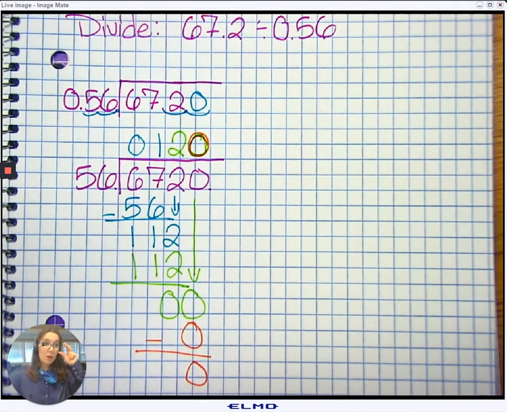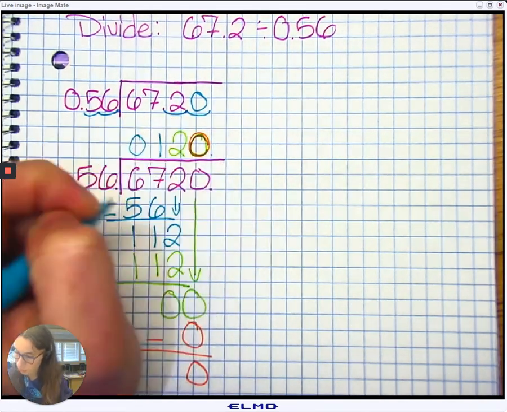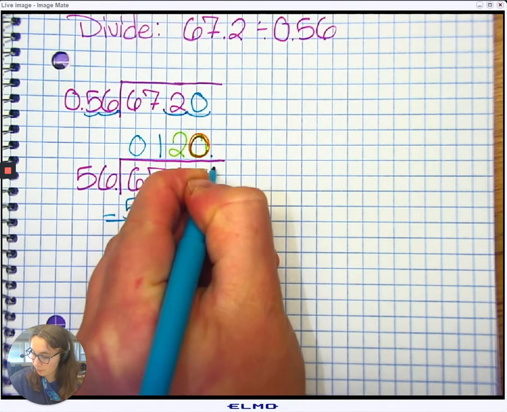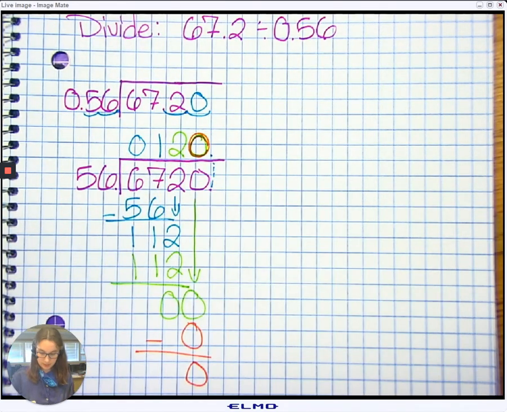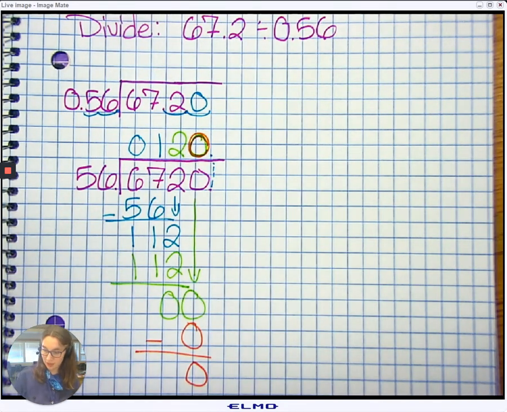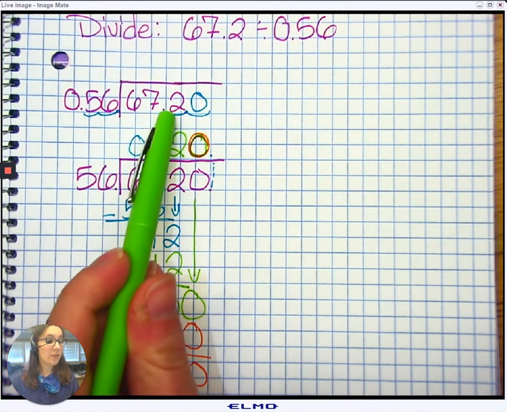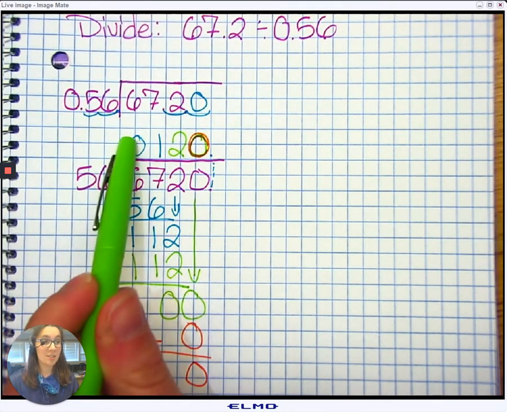So, I can pop up my decimal at the end. Where does it pop to? Oh, at the end. Cool. So, right there at the end. 6,720 divided by 56 is 120. What this means is that 67.2 divided by 0.56 is 120.